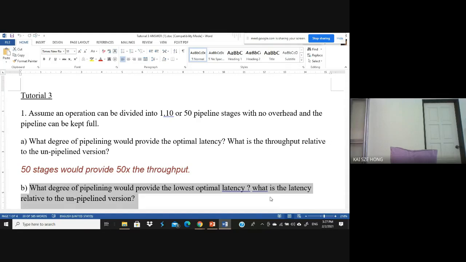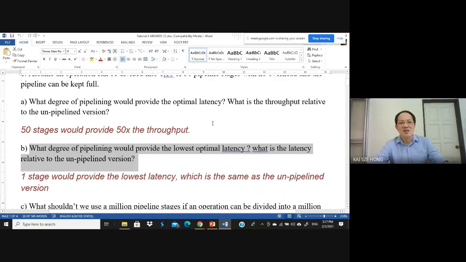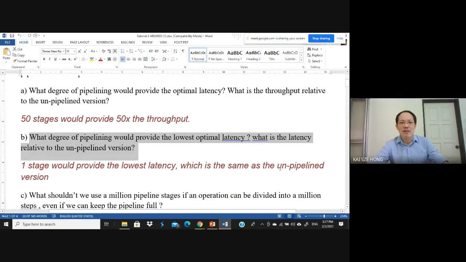Okay, so this is the result. Yeah, very good. So everyone chose one. You can see the result there. So what degree would provide the lowest optimal latency? Of course, it's one pipeline stage, same as the unpipelined version, which is 1x the throughput. So one stage will provide the lowest latency. Latency means late. The root word is late. Latency means how late, how much is the duration. Okay, very good. Just give a big applause to everyone.